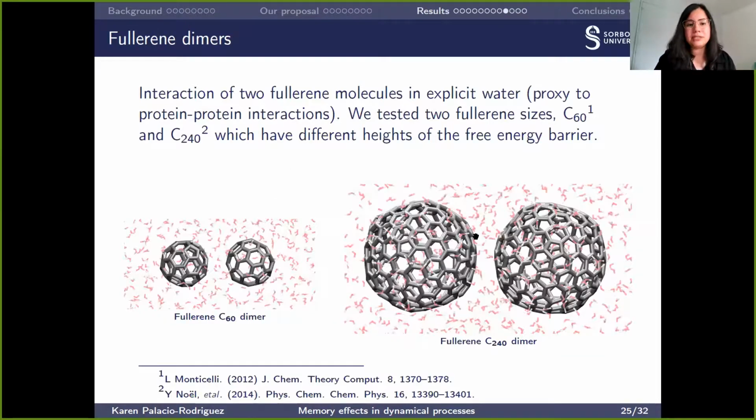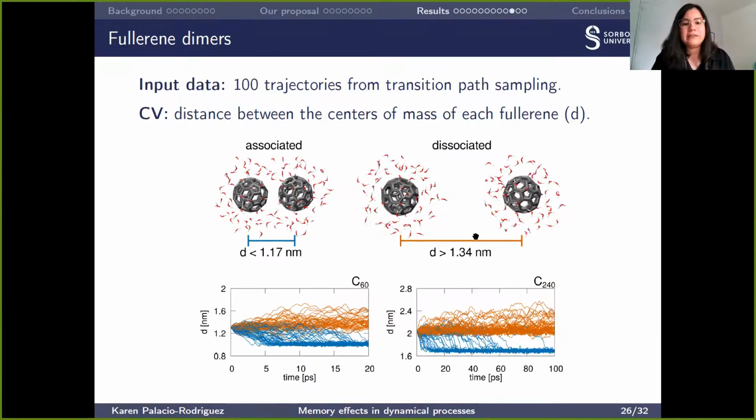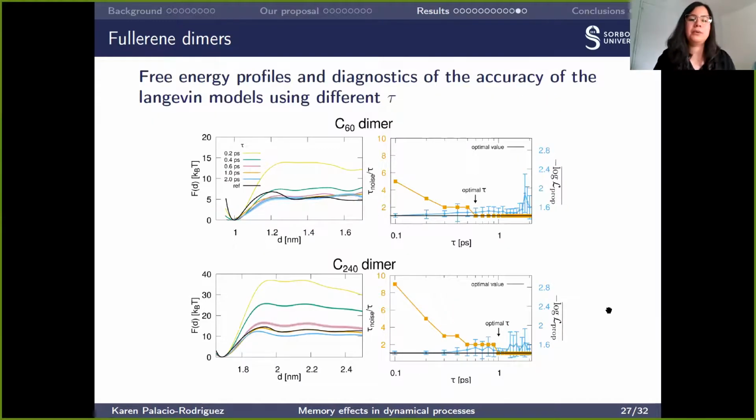And having this important result, we can go to a real application, which in this case is the fullerene dimers. We tested two fullerene sizes, the C60 and the C240, because by increasing the size of the fullerene, we increase the height of the barrier. So we have as input data 100 trajectories from transition path sampling, and as collective variable the distance between the centers of mass of the two fullerenes. And these are the trajectories that we end up having as input. So we did the same.